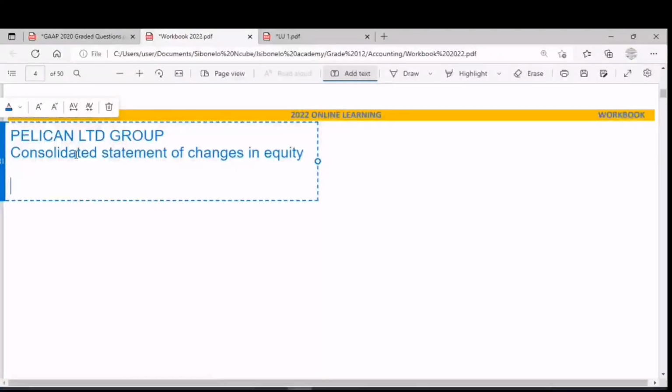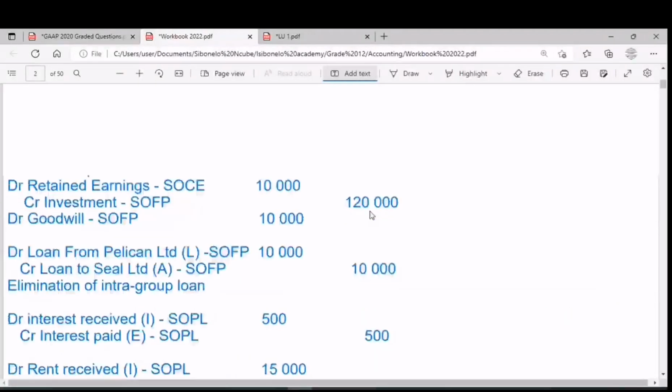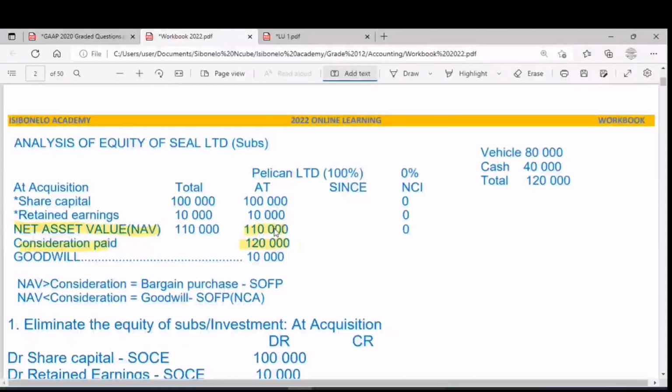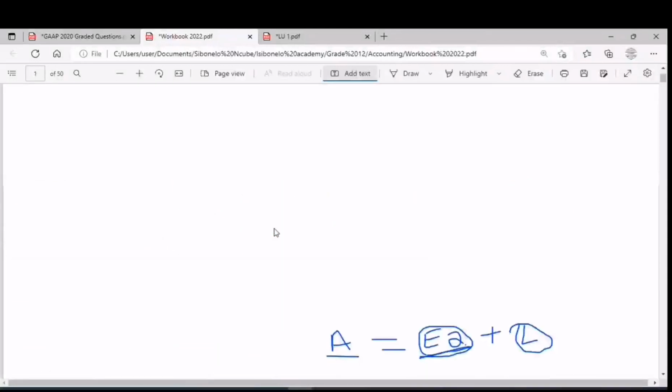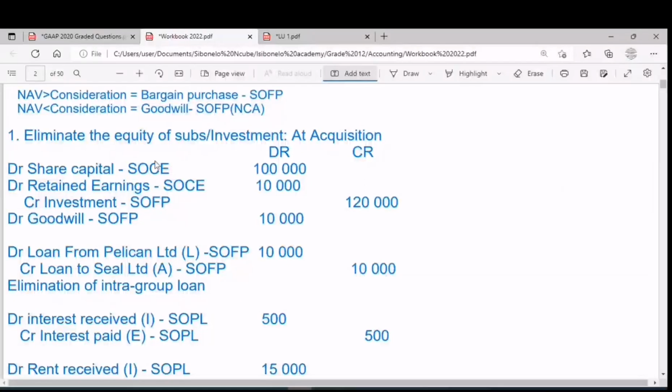Guys, when we do the statement of changes in equity, remember that we eliminated the equity of the subsidiary in the consolidation entries. Once eliminated, it does not exist. So now the only equity remaining is the equity of the parent.